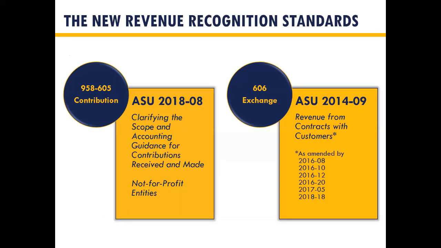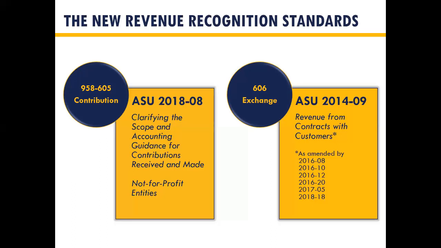So a couple things to point out here. ASU 2014-09 is a standard that crosses all industries. Not only does it impact nonprofits, it impacts all industries. And what the FASB was really trying to do with this standard was to create better consistency among industries as far as revenue recognition goes, trying to provide a better framework and a roadmap to recognizing revenue.